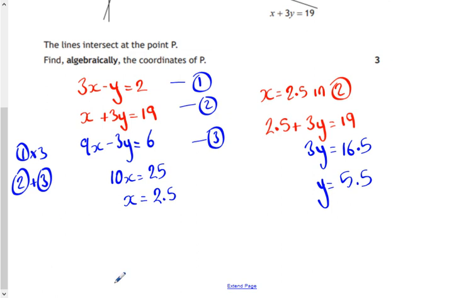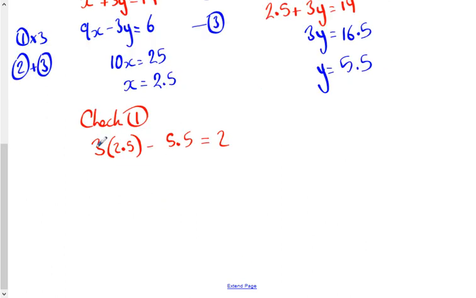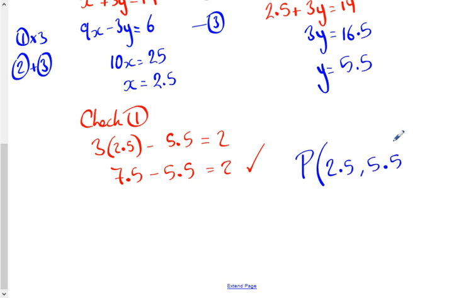I can check that using equation 1. So check with 1: 3 times 2.5 minus 5.5 should equal 2. So 7.5 minus 5.5 equals 2, which we know to be right. So the point P, let's actually go back and answer our question. P is going to be the point 2.5, comma 5.5. I think they would also accept the top-heavy fractions for those. I just prefer decimals.